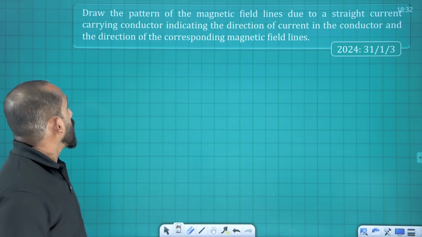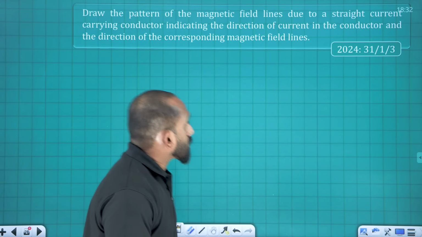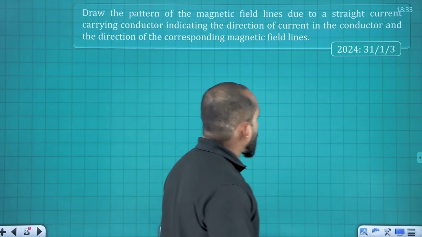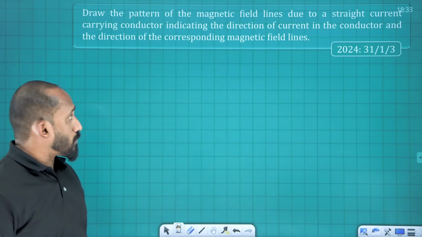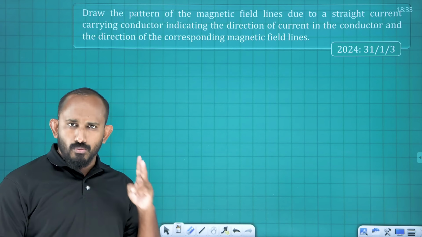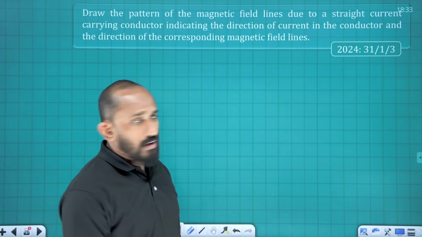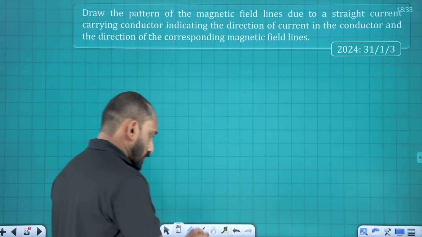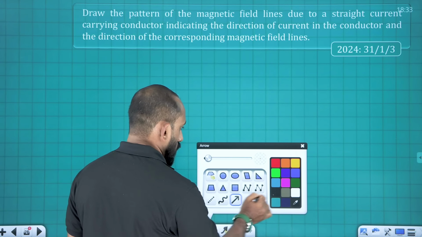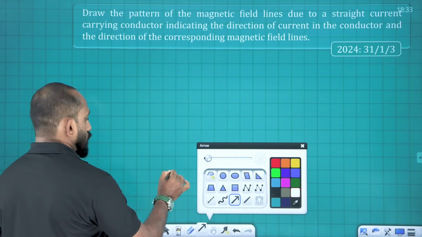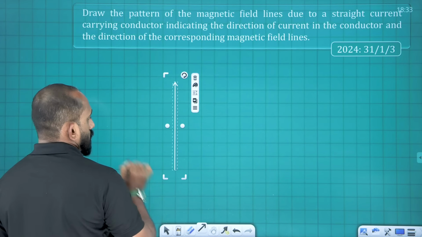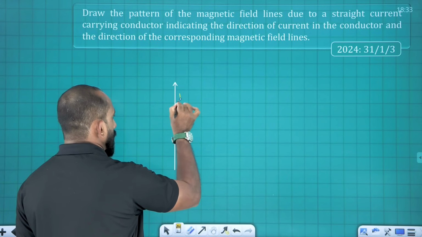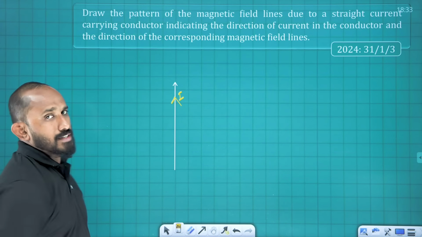Draw the pattern of the magnetic field due to a straight current carrying conductor, indicating the direction of current in the conductor and the direction of the corresponding magnetic field lines. So, it is a simple 2 mark question. It came in 2024 in one of the other regions. So, first of all you have to draw a straight conductor. Here the current I is passing through this, in the upward direction.